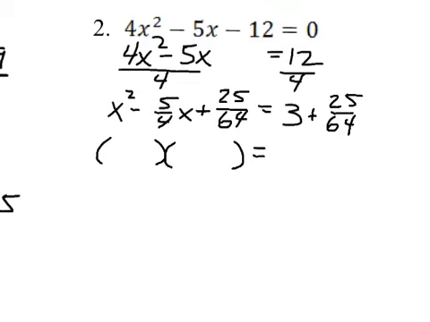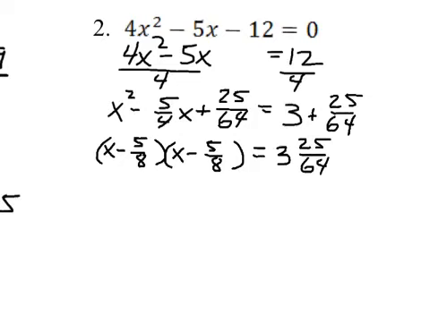And when I factor, I get x minus 5/8 and x minus 5/8. Over here, a little more challenging. Well, for now, we can just write it as 3 and 25 over 64. But we're going to change that to a mixed number in a moment. Next step, let's go through and rewrite this.